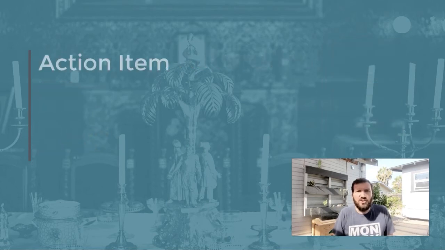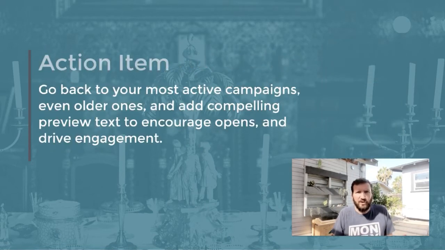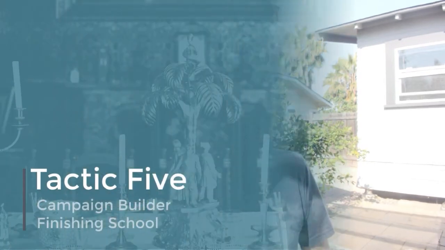So the action item here is to go back to your most popular campaigns, the campaigns that have people in them right now, and comb over any emails you have, especially the most important emails, and make sure that they not only have preview text, but that it is valuable, it is compelling, it is encouraging people to open those emails.